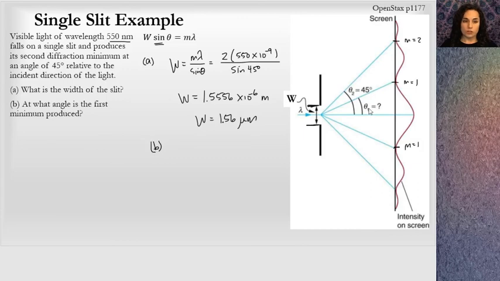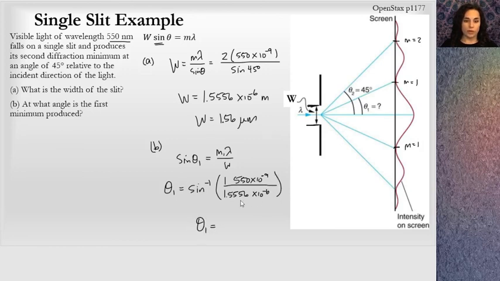So again, don't just divide by 2. We're going to have to figure out what the new angle is. I'm going to solve this equation for sine theta. Sine theta 1 equals m1 lambda divided by w. So I'll take the inverse sine on both sides and plug in the values for what I know. M equals 1, lambda is still 550 times 10 to the negative 9th. And then the width I just found up here, I'll put in the more exact value, 1.556 times 10 to the negative 6th. And when I run that all through my calculator, this angle for theta 1 is 20.7 degrees.